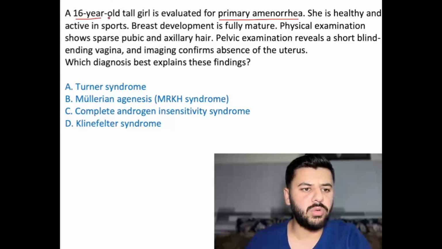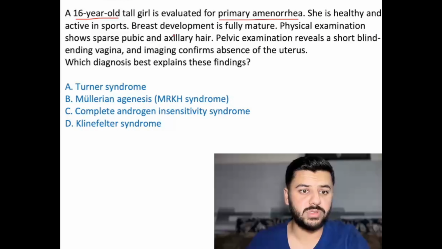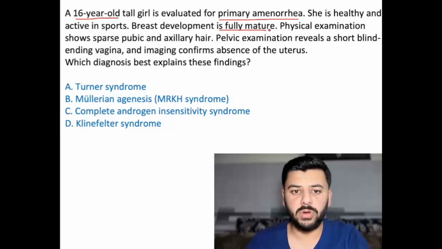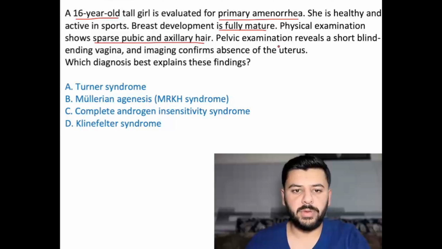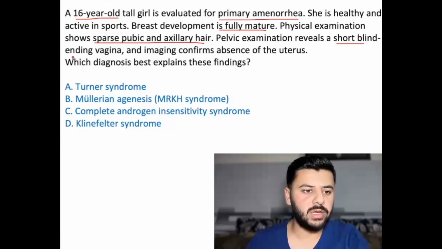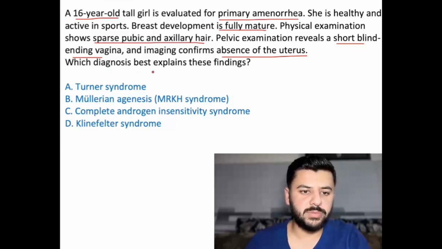A 16-year-old girl is evaluated for primary amenorrhea. She's healthy and active in sports. Breast development is fully mature. Physical examination shows sparse pubic and axillary hair. Pelvic examination shows a short, blind-ended vagina. Imaging confirms absence of the uterus. Okay, we have some beautiful findings here. Which diagnosis best explains these findings?